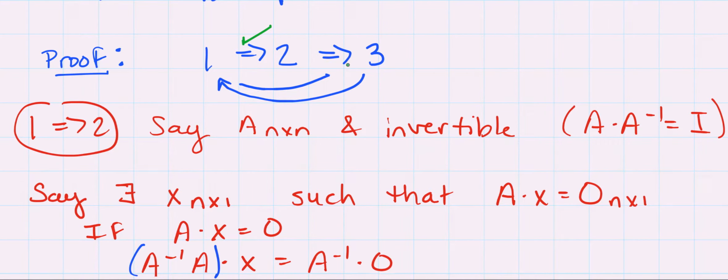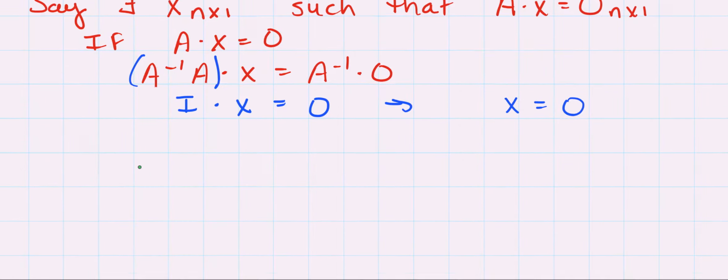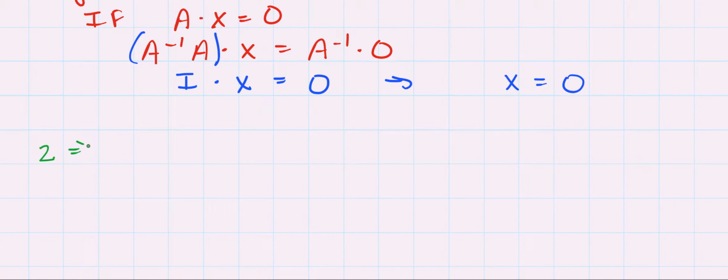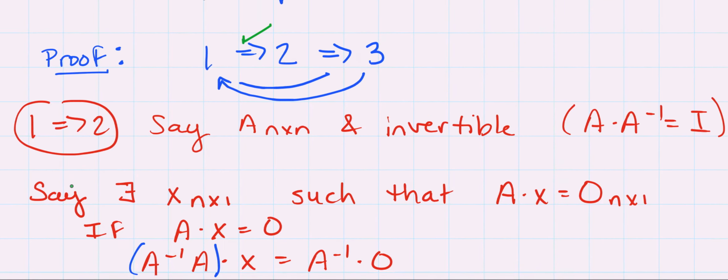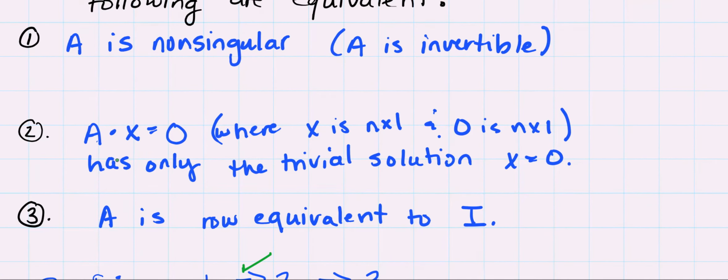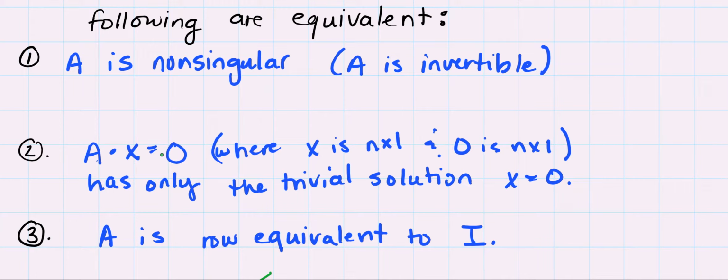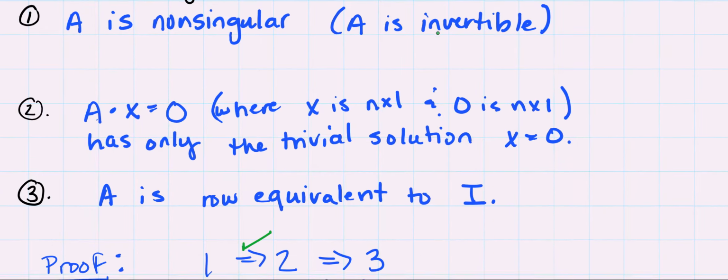Let's show that 2 implies 3. So what that means is we want to show that if A times x is 0 and it only has this trivial solution x is equal to 0, then this matrix A is row equivalent to the identity matrix.